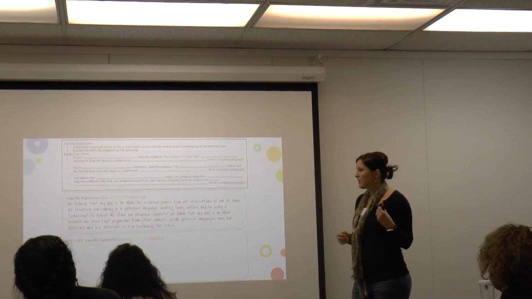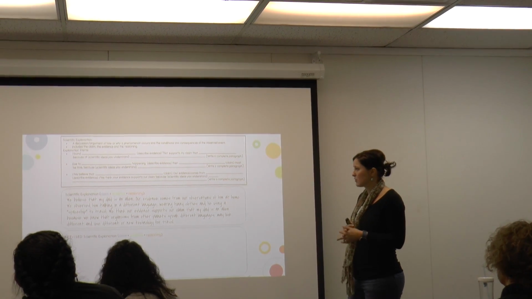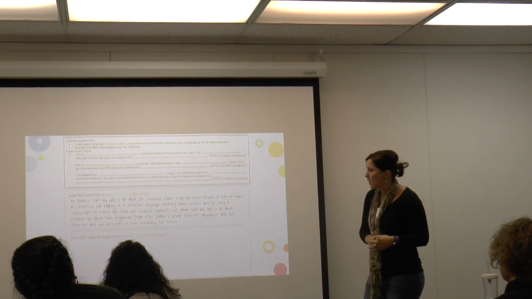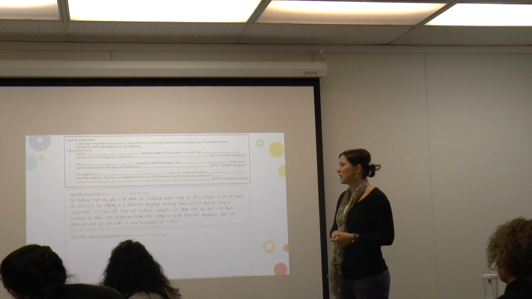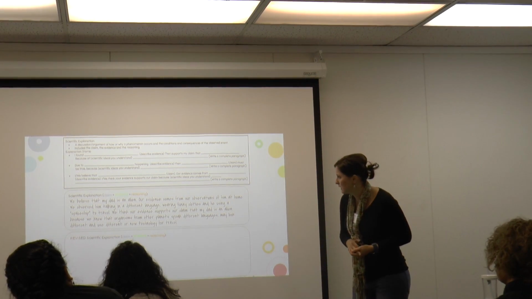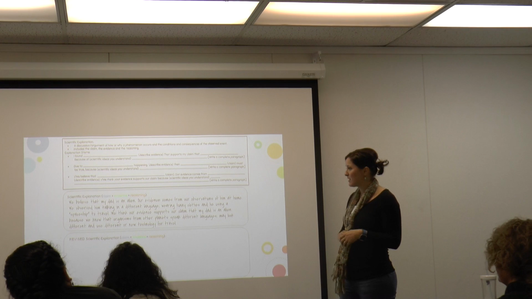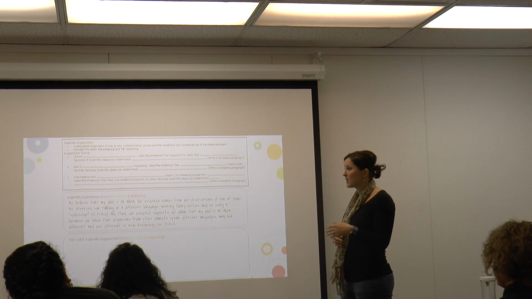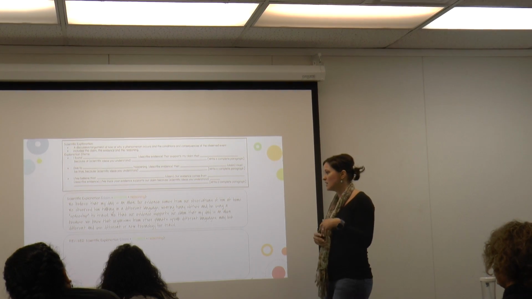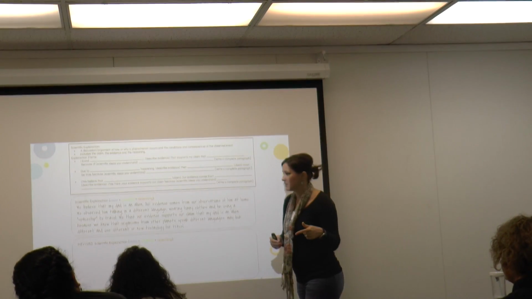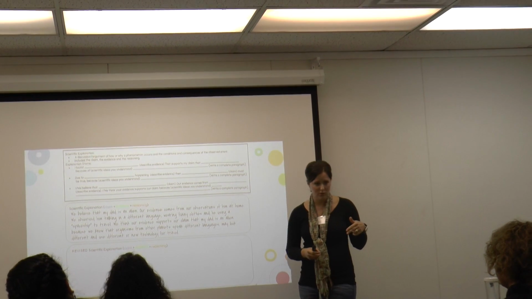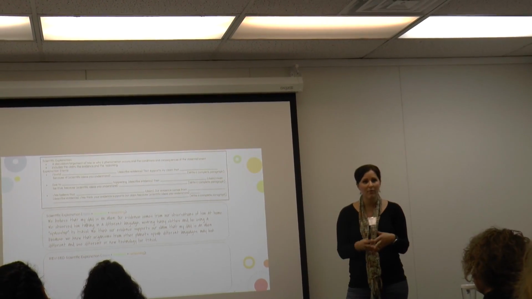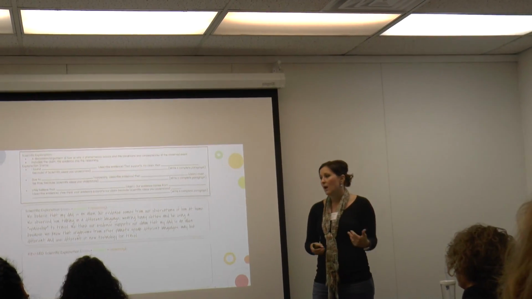So, we believe that my dad is an alien. Our evidence comes from our observations of him at home. We observed him talking in a different language, wearing funny clothes, and using a spaceship to travel. We think our evidence supports our claim that my dad is an alien because we know that organisms from other planets speak different languages, may look different, and use different or new technology for travel. So that's a complete paragraph that has claim, evidence, and reasoning in it.